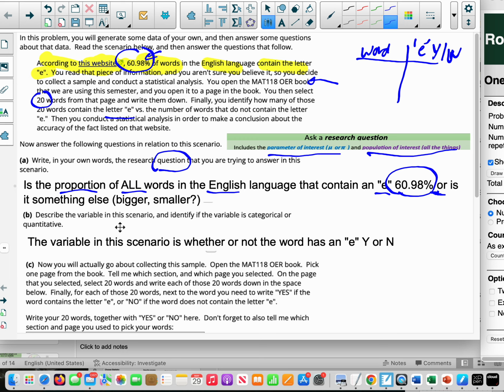The next question is asking us the variable in this scenario. The variable is sort of what the heading is here. If I look at word one, what do I write down here? Does the word have an E, yes or no? So the variable in this scenario is whether or not the word has an E, yes or no. The thing that varies from word to word is the variable.